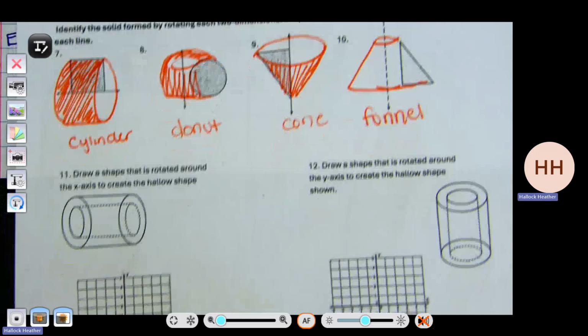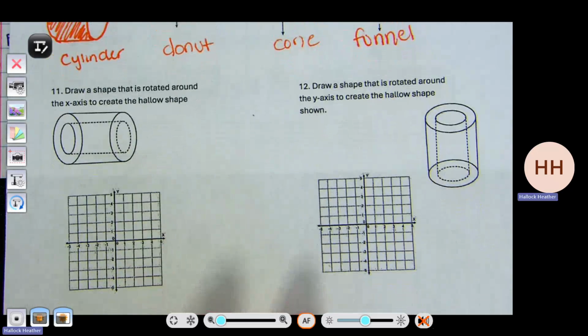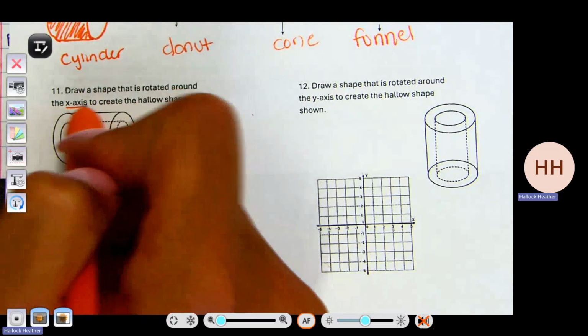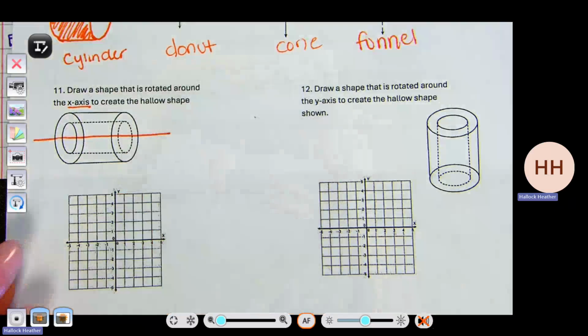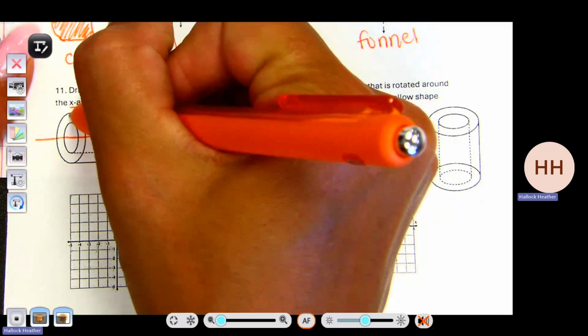The next type is a hollow cylinder. It tells me to draw a shape. So I'm drawing a 2-dimensional shape that I could rotate around the x-axis. The x-axis is going through the center, basically. It's hollow, so it's not touching the x-axis. What 2-dimensional shape would I have to draw to rotate around the x-axis to create a hollow cylinder? Not a square, a rectangle.